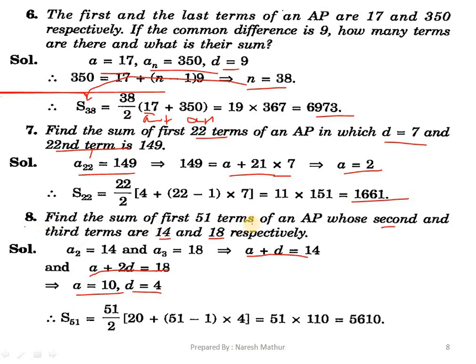Now we need to find the sum of the first 51 terms. Just put these values into the formula and get the value of S51. Put n equals 51. So n by 2 times (2a plus (n minus 1)d), simply the formula, and get the answer. Easy one.